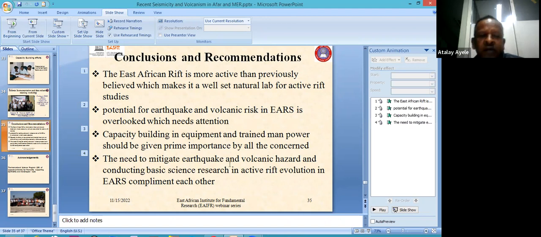Rift evolution in the East African Rift system, they complement each other, basic science research and disaster risk mitigation. We as Africans here, we can facilitate things on the ground for the purpose of mitigating earthquake and volcanic hazard, and also our overseas collaborators also for the basic science research. So I think that this can be improved a bit better so that we can benefit together.